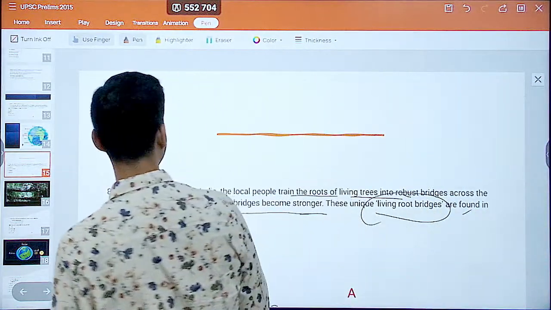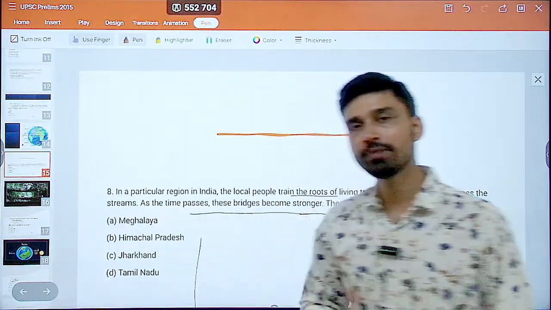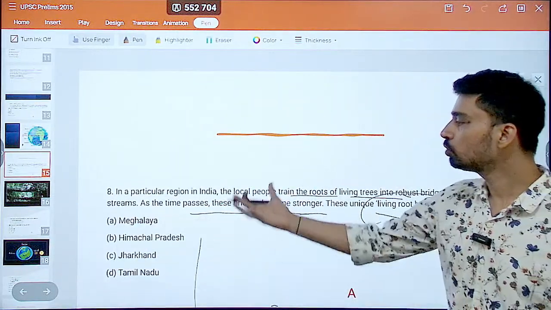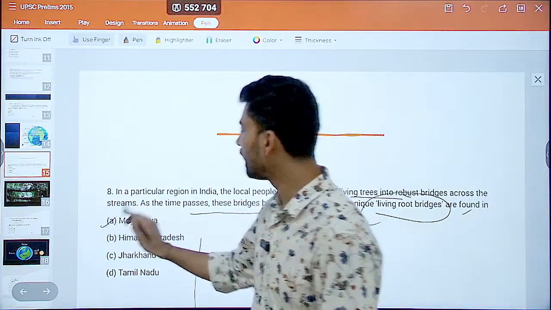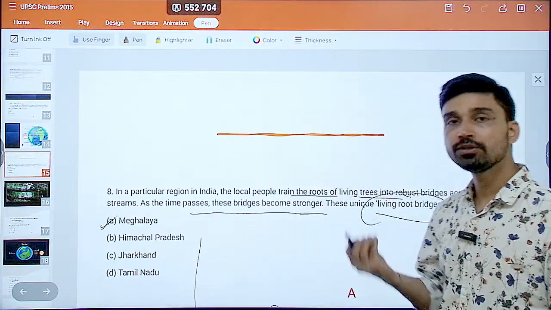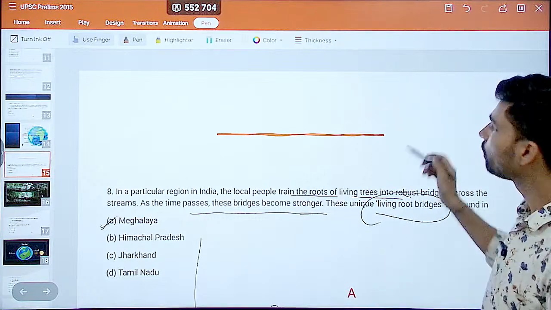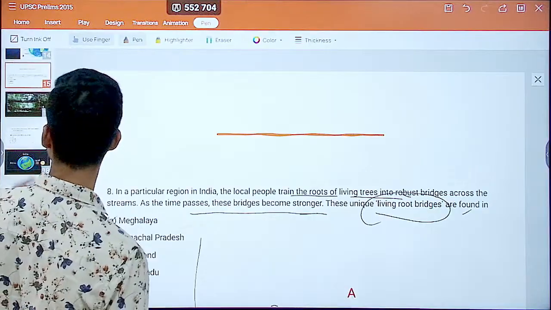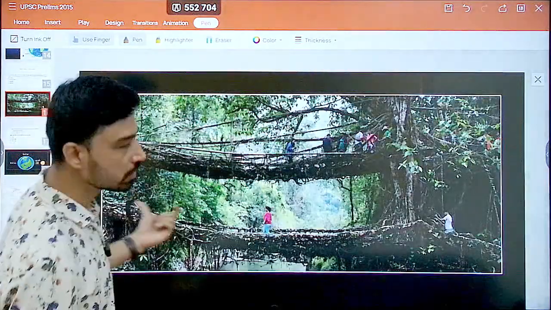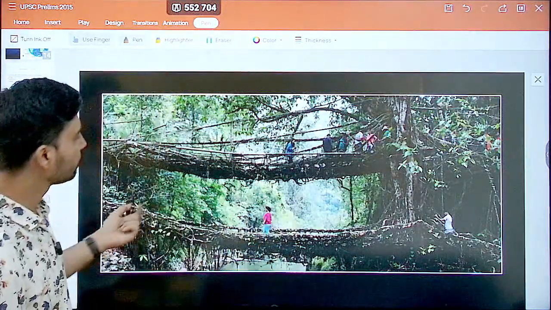Now, this is again a factual question. If you know this kind of facts, you will be able to answer this. There is no guesswork involved here. So, the correct answer here is Meghalaya. One of the major attractions of Meghalaya is the living root bridges, where people are able to guide the roots of trees into making bridges. And this bridge looks something like this, as you can see from the image here.